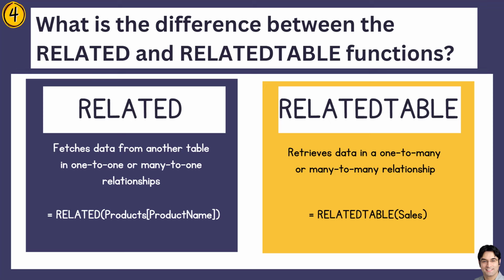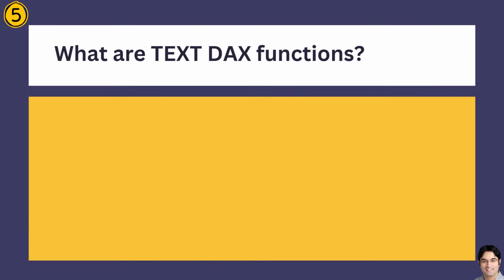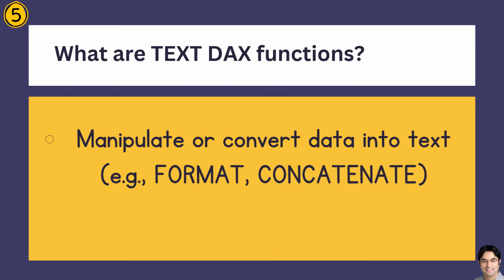We're halfway through and just warming up, so let's keep the momentum going with question number 5. What are text DAX functions? These functions allow you to format, concatenate, extract, or transform text data within your data models. For example, the FORMAT function lets you convert numbers or dates into text in a specific format, such as converting a date field into a string. Another common text function is CONCATENATE, which merges two or more strings into one. Essentially, text functions are crucial for manipulating and preparing text data for reporting, enabling more effective data presentation and analysis.